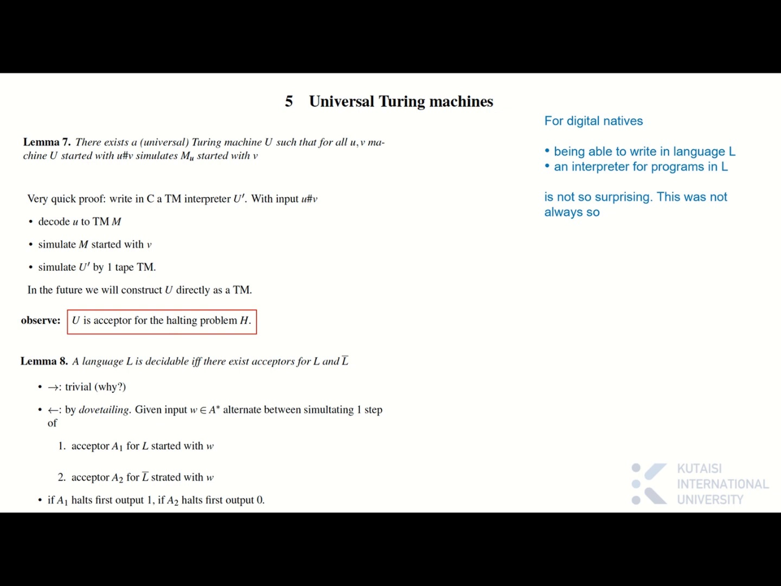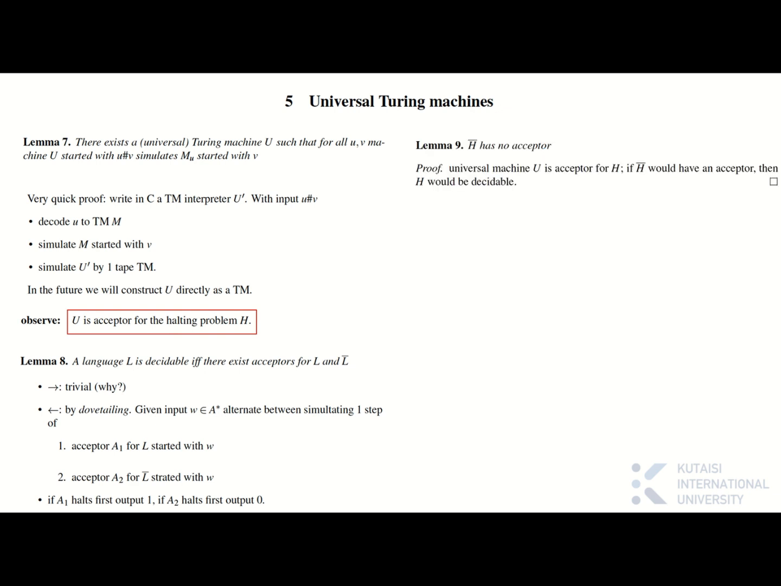This has a very weird implication now. The implication is that H bar, the opposite of the halting problem, does not even have an acceptor. Because I know that H has an acceptor, even though H is undecidable, namely the universal Turing machine is an acceptor for H. If H bar would have an acceptor, then H would be decidable, because you could do this dovetailing. So H bar has no acceptor. Not only is it undecidable, it's unacceptable somehow, H bar.